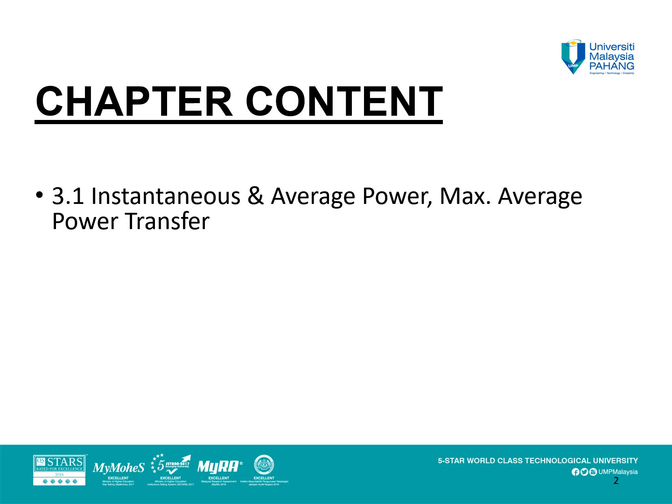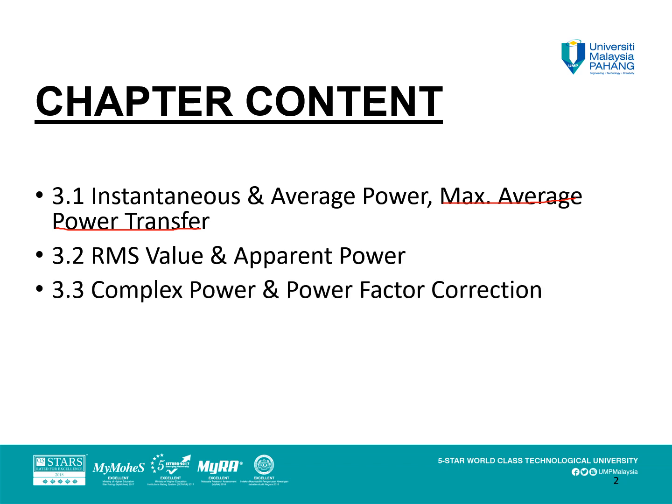But the maximum average power transfer, we do not cover in this topic, because it is actually a continuation from the Thevenin concept in chapter 2. Okay, next we cover 3.2, RMS value and apparent power. The last one is 3.3, complex power and power factor correction.